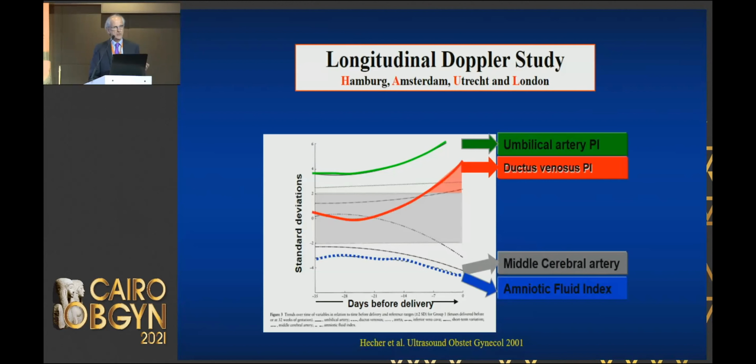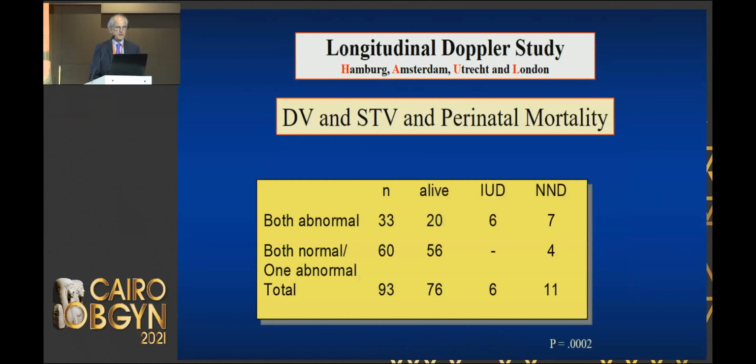Whereas ductus venosus PI, the pulsatility of the ductus venosus, goes up, and that days before the necessity to deliver, and short-term variation goes down. So those two variables show a mirror image. However, they do not occur similarly or simultaneously in the same fetus. Some of them show the abnormality in the ductus venosus earlier than the fall in short-term variation, and some of them behave the other way around.